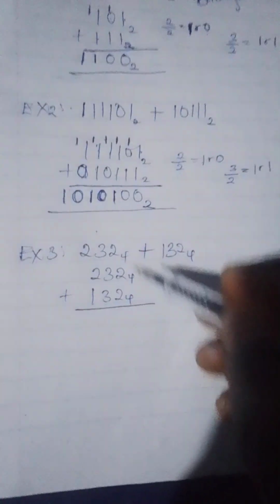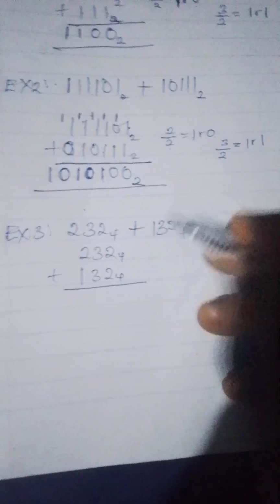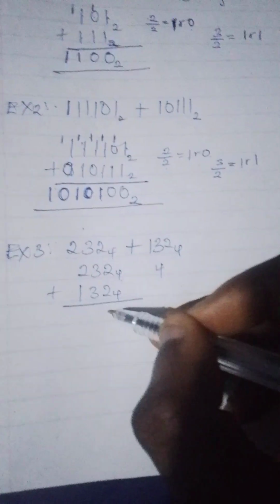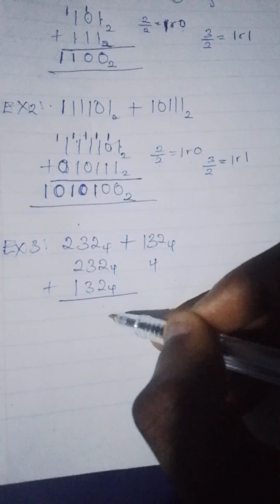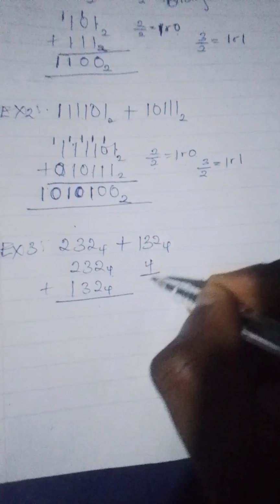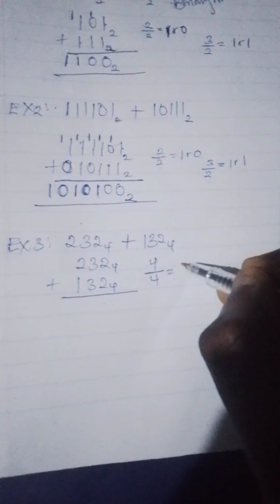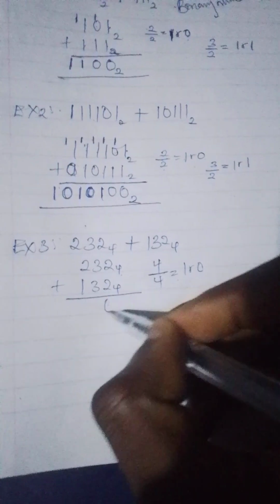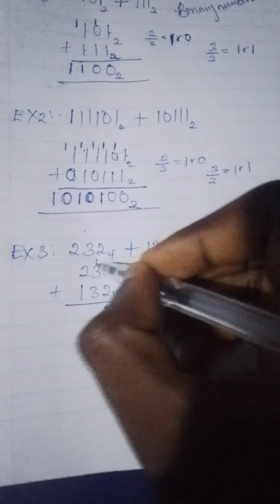If we add them together, 2 plus 2 is 4, and 4 is equivalent to the base, which is 4. I can't write it. Do you understand? So I can't write it. So I would also divide by the base, which is 4. So 4 divided by 4, I have 1 remainder 0. So the remainder comes first, 0, then I will carry 1.